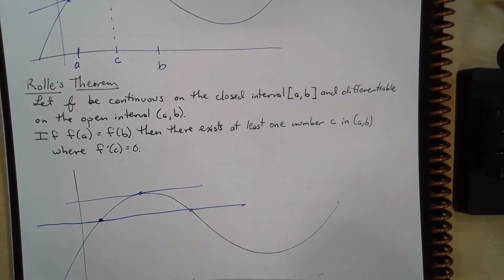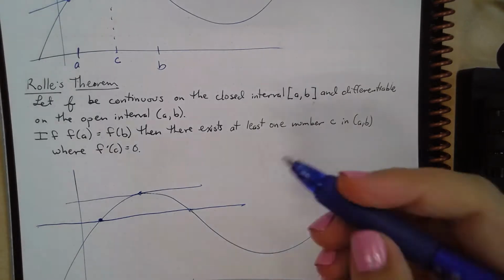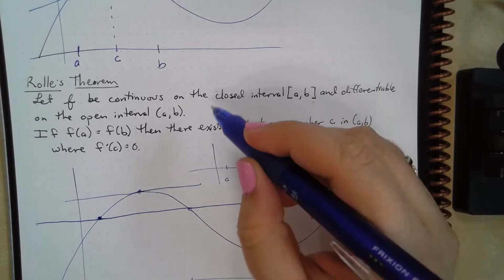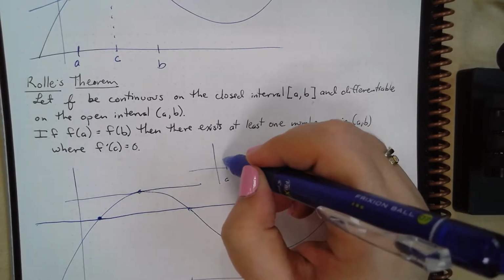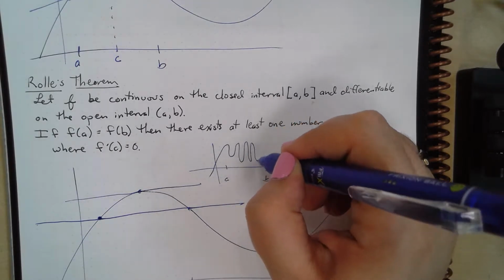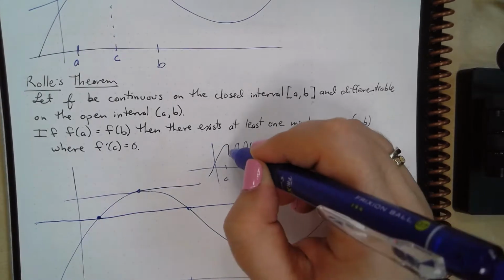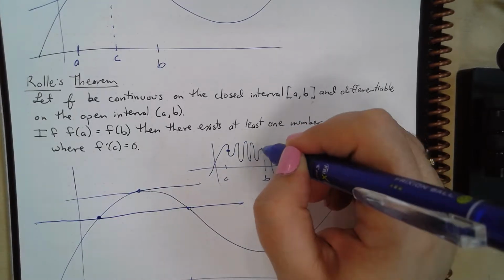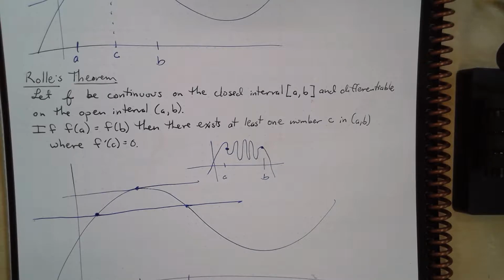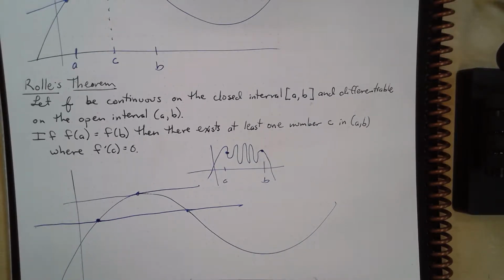It's going to come up, and it's going to come back down at some point in time. Or maybe it's just going to stay straight, if you had just a linear function, so it would be horizontal. But there is at least one number between a and b. Now, could it be more than one number? Yes, certainly. You can have multiple points in here where your derivative is equal to 0, but at least one exists.